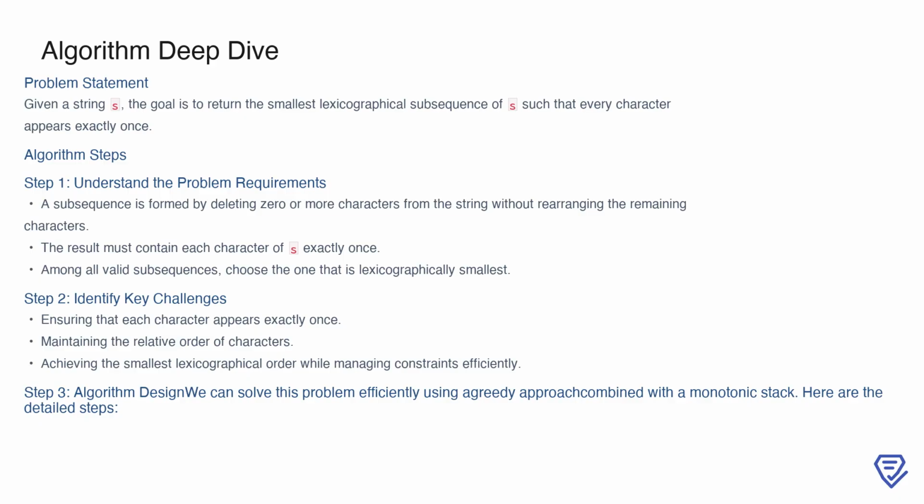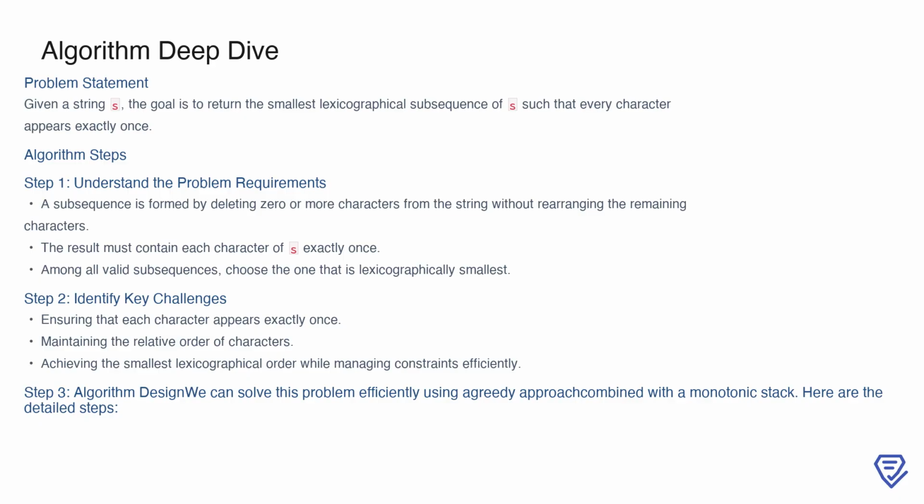The final result must satisfy 3 key requirements. Every character from the original string appears exactly once, the relative order of characters must be preserved, and among all valid subsequences, the one with the smallest lexicographical order should be chosen. These requirements present several challenges. Specifically, we need to ensure no duplicate characters appear in the result, maintain the correct order of characters, and do so efficiently while minimizing computational overhead.